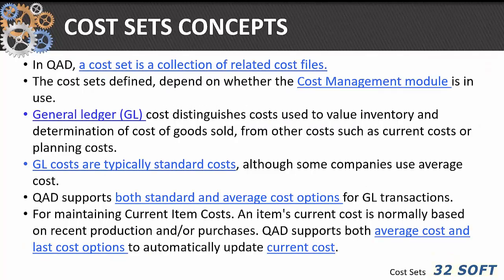Cost sets are basically the cost management tool that allows accounting to look at standard, current, and simulated types of cost sets. So it's a collection of related cost files. It affects the general ledger. General ledger typically uses standards, although you can use average costing in a general ledger. And it supports both standard and average costing options for GL transactions.